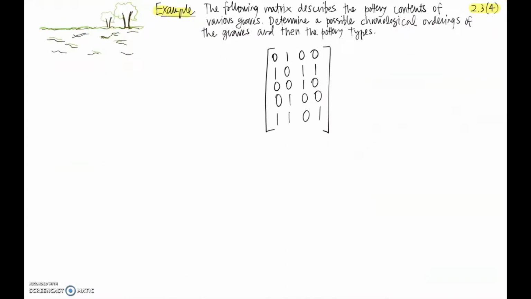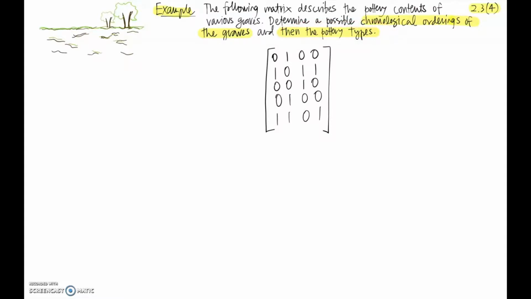Before we leave, I want to go through one last example of grave sites and pottery types. The following matrix describes the pottery contents of various graves. Determine possible chronological orderings of the graves and then the pottery types. Okay, so the second part is something new. The first part is what we've done before, a chronological ordering of the graves, but now they're also asking us to give a chronological order of the pottery types.